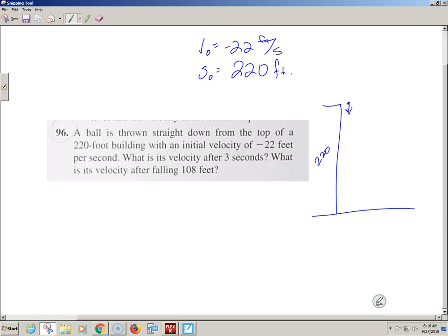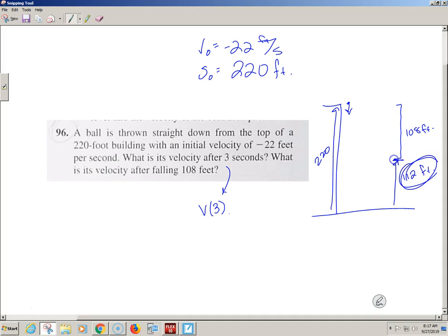What is its velocity? I love to state sentences in mathematical notation where I know what to do. I want to find v of 3. What is its velocity after falling 108 feet? Well, if I fall 108 feet, oh yeah, this is the tricky one. How high am I off the ground? We'll have to do 220 minus 108 to get 112.